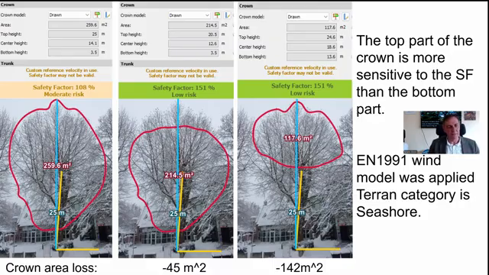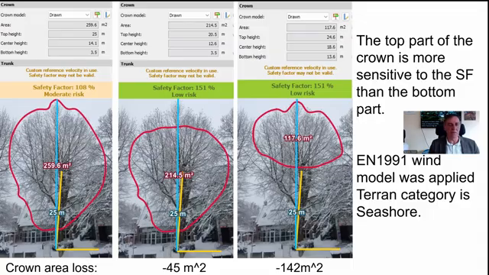Let's see on the left. This is another image I took last weekend. The safety factor is around 108%, indicating that we have moderate risk. It is highly recommended to do some action. Very typical action in this case is crown reduction.